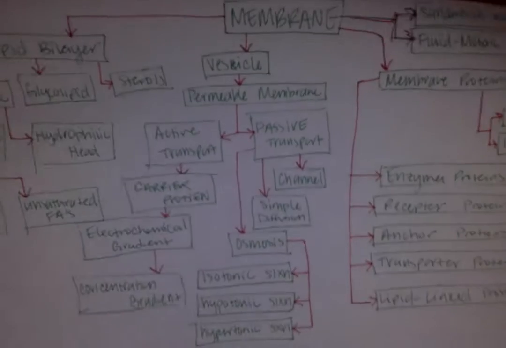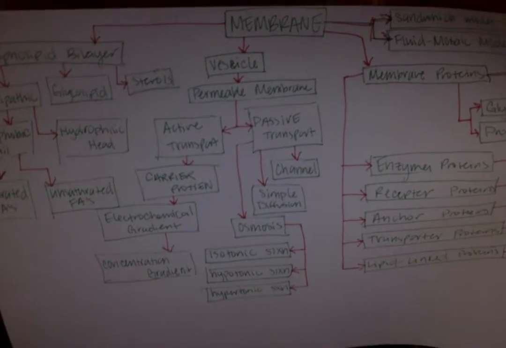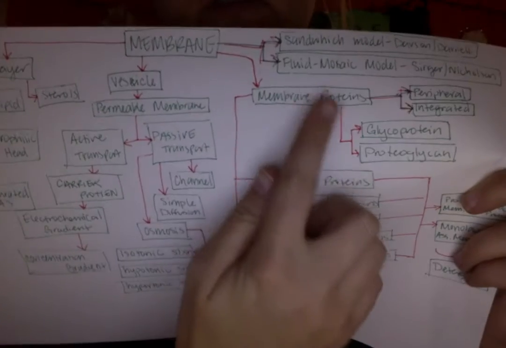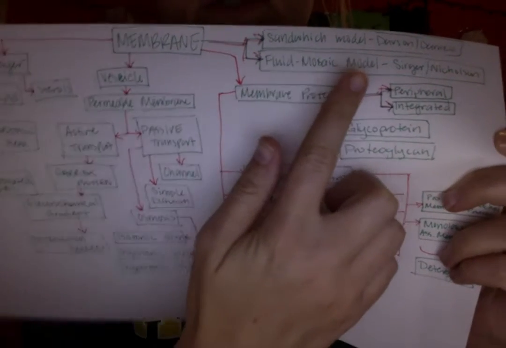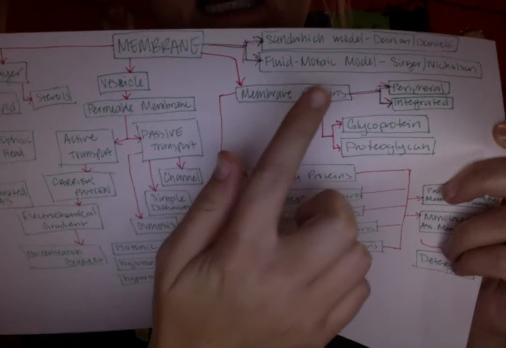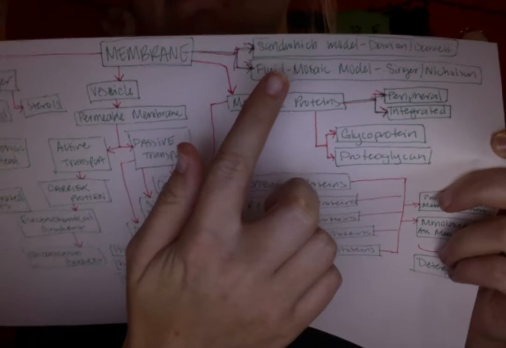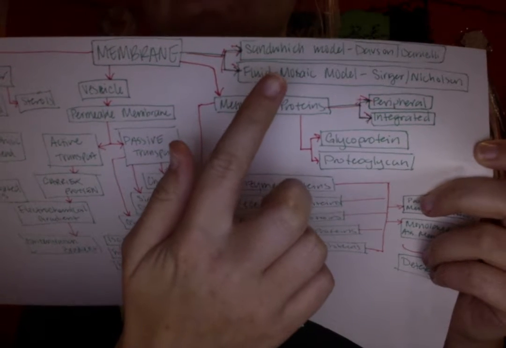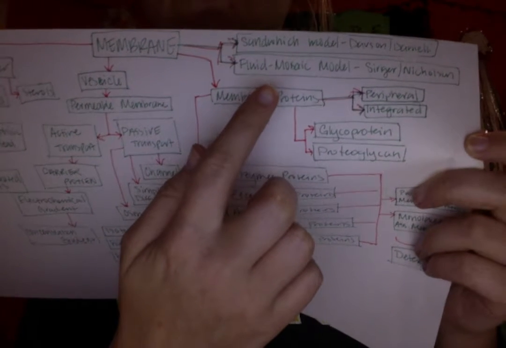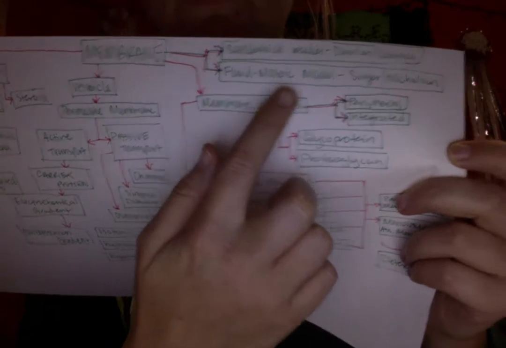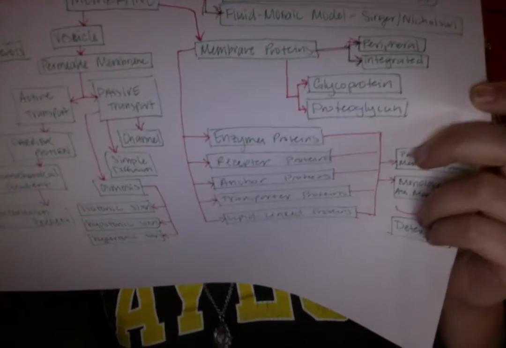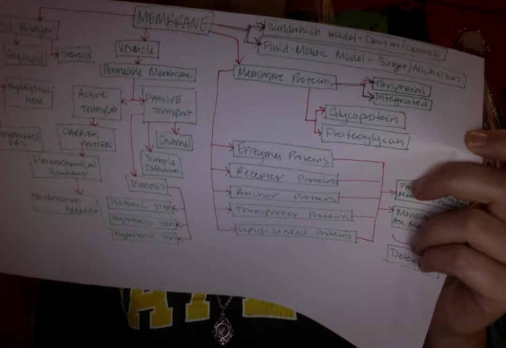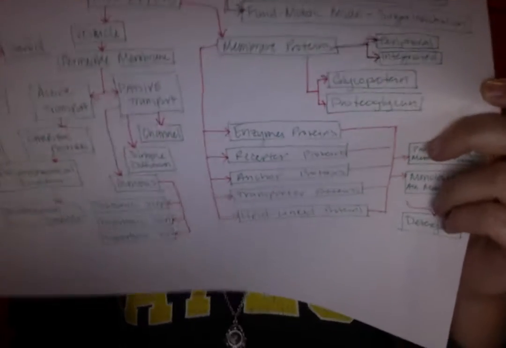The plasma membrane has the pretty basic function of letting things in and out. The first two models were the sandwich model by Davson and Danielli, which thought the phospholipid bilayer was sandwiched between two protein layers. But we're actually going by the fluid mosaic model, which says that the proteins are embedded within the bilayer.